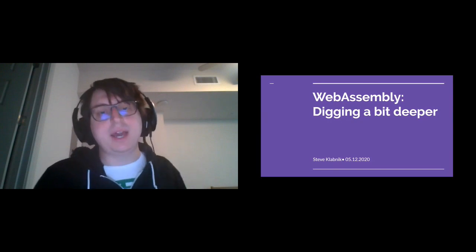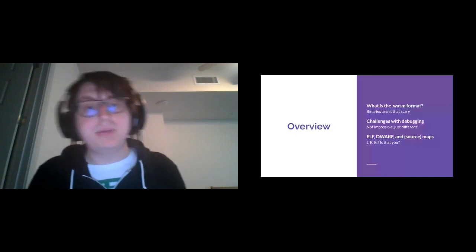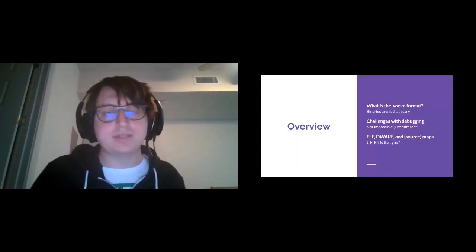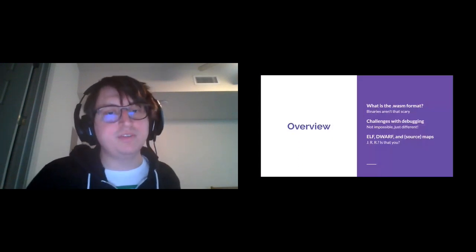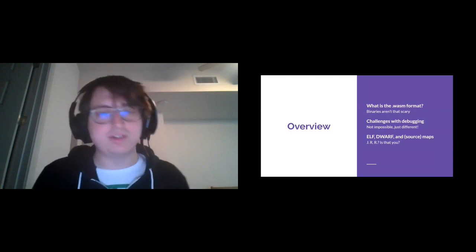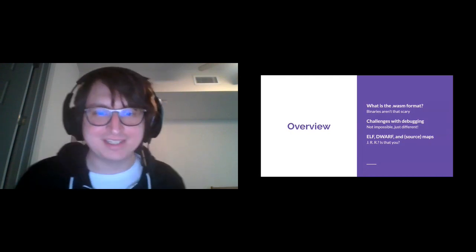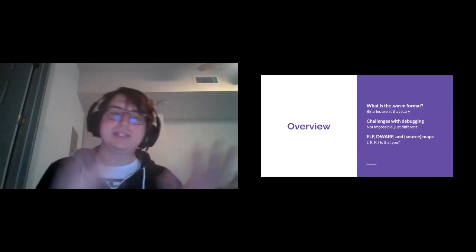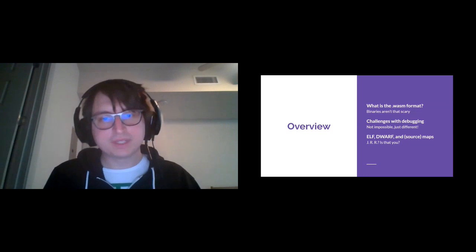a little bit. And then we're going to talk about how WebAssembly has some challenges when it comes to debugging. It's definitely not impossible. It's just a little different, and there's a bunch of stuff going on there. And as part of that, we're going to be talking about some things called ELF, DWARF, and source maps. Made a little Tolkien joke there. There are some good puns in this space around these kinds of tools. So that's what we're going to get into: the details of the WASM format, stuff about debugging, that kind of thing.